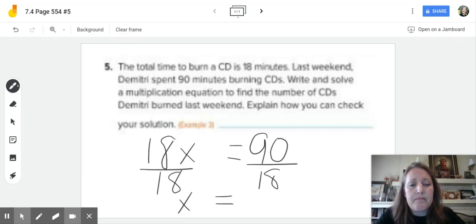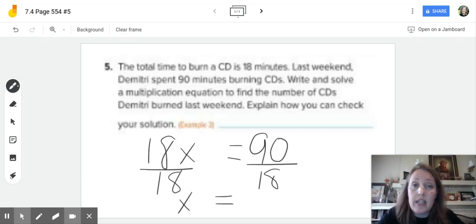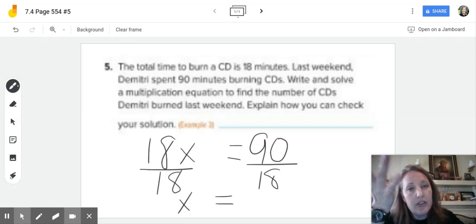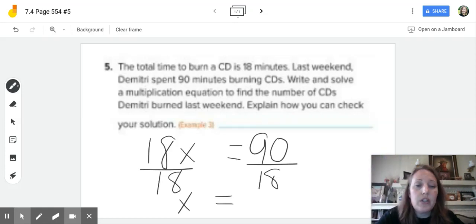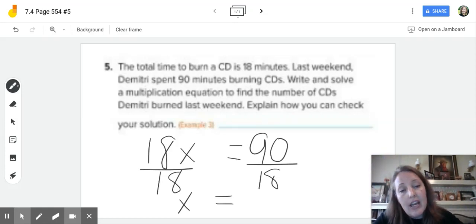18 is really close to 20, right? And if I count by 20s, 20, 40, 60, 80, 100, right? And that would be multiplying times 5. So 90, 100, pretty close, right? So we could try 18 times 5. And this is how we're actually going to check to see if we're right, because we're saying 5.